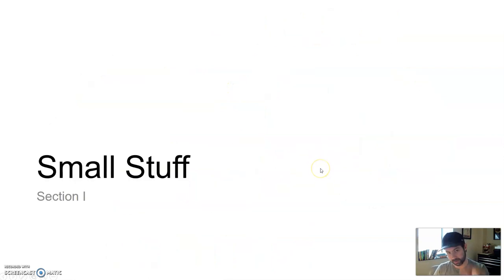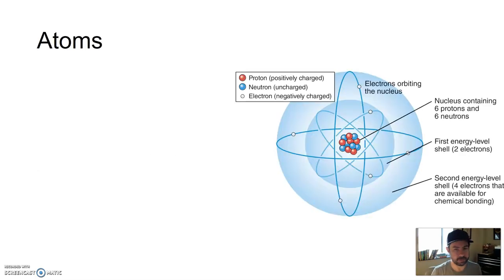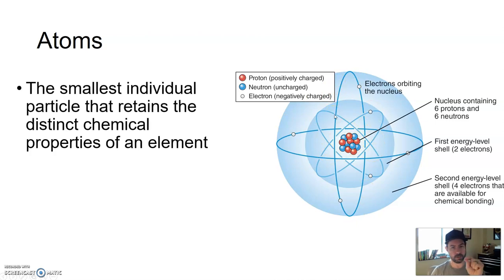So let's first talk about the small stuff. We're going to dabble in some topics traditionally covered in chemistry, and I'll try to keep it brief. We just need to know a few pieces and parts. I don't know if you remember, but this is called an atom. It's made up of protons and neutrons in the nucleus, and there are some electrons flying around. It's the smallest individual particle that retains the distinct chemical properties of an element.